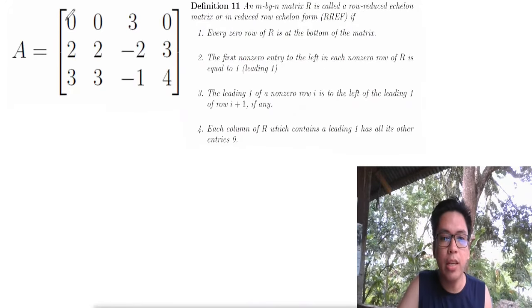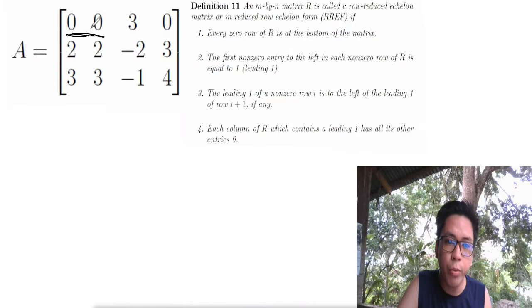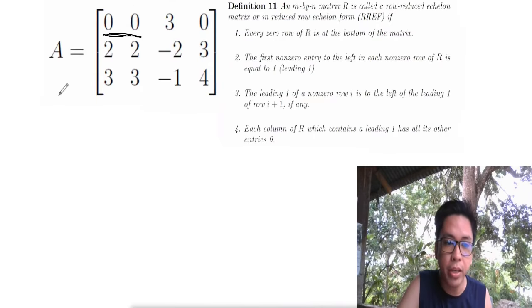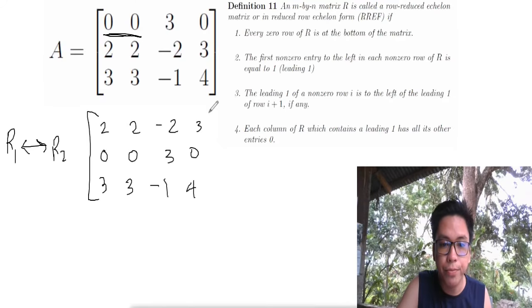For us to do this, if you notice, it starts here with two zeros. Our goal is that the zero row of R should always be at the bottom, so we're not going to start with 0, 0. I'm going to swap R1 and R2 here, and so I would have a new matrix: 2, 2, negative 2, 3; 0, 0, 3, 0; 3, 3, negative 1, 4.